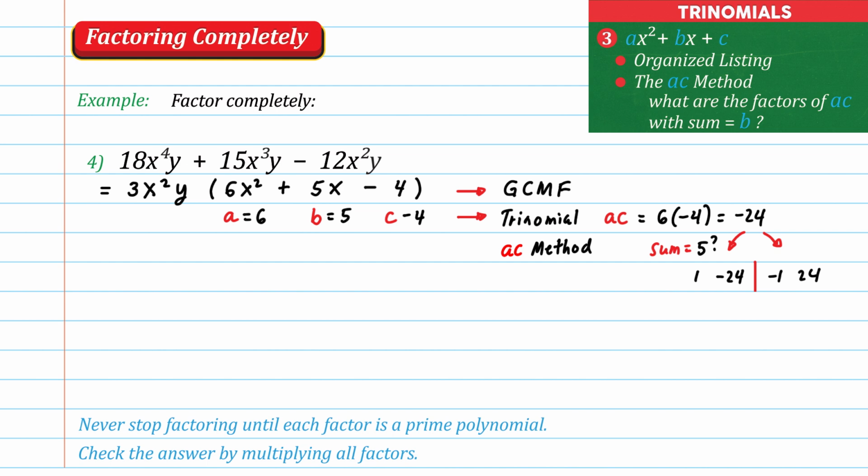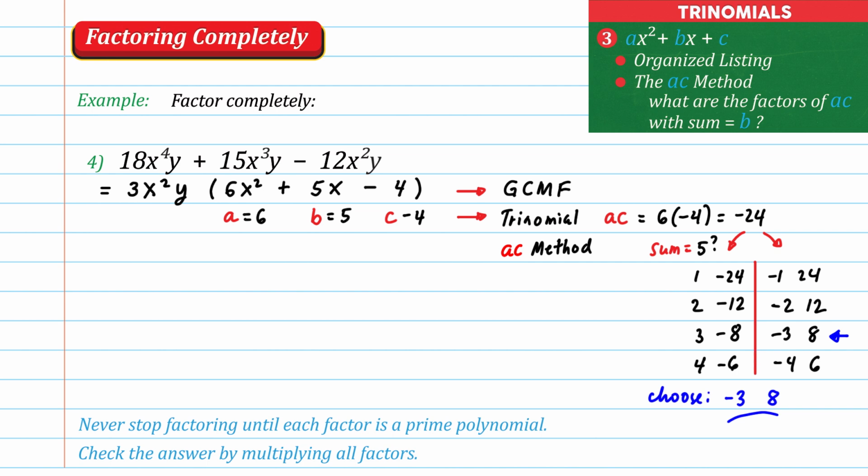If we try 1 and negative 24, they add up to negative 23, not equal to 5. Their opposites also don't add up to 5. If we try 2 and negative 12, they add up to negative 10, not equal to 5. Their opposites also don't add up to 5. If we try 3 and negative 8, they add up to negative 5, still not equal to 5. However, their opposites, negative 3 and 8, multiply to negative 24 and they add up to 5. So, these are our numbers, negative 3 and 8.